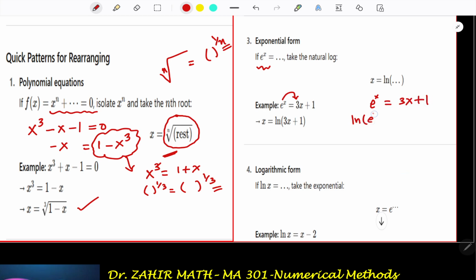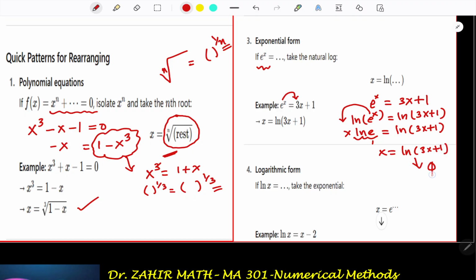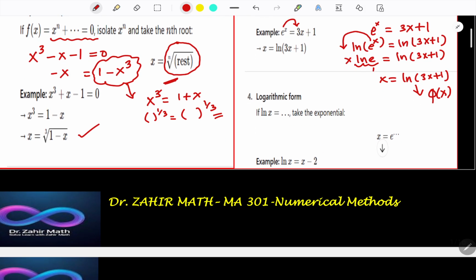Take ln on both sides. When you take ln on both sides, using the power rule, this becomes x ln e is equal to ln of 3x plus 1. What is the value of ln e? It is 1. So x equals ln of 3x plus 1. Take this as your phi of x. Clear, everybody?